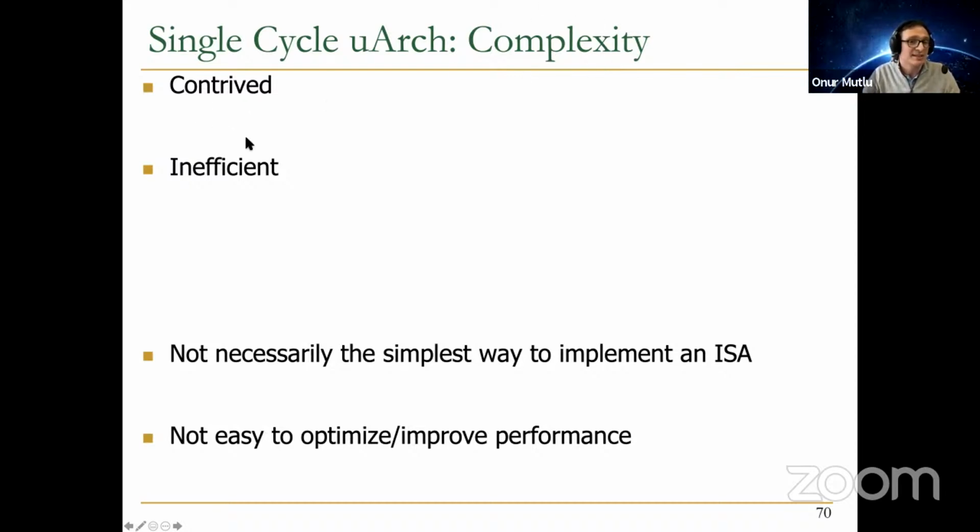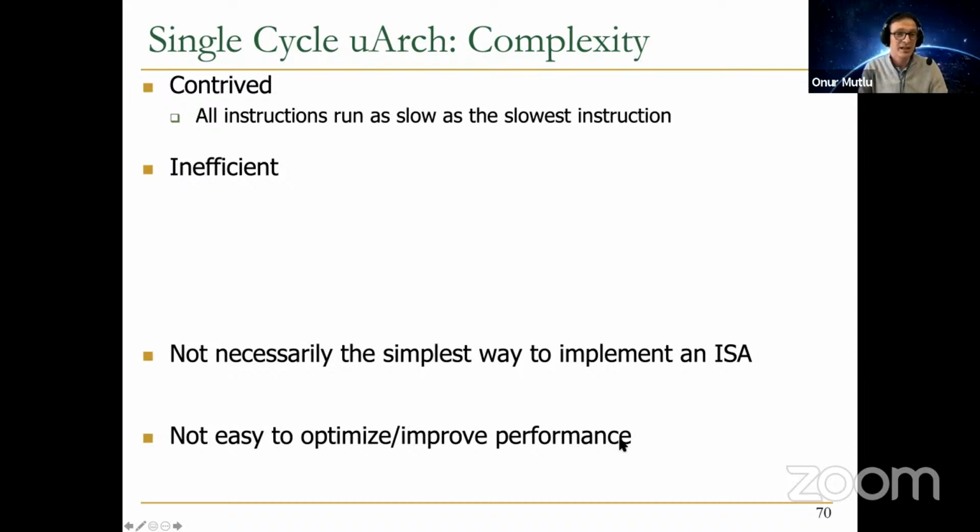Why? It's contrived. It's inefficient. It's not necessarily the simplest way to implement an ISA. It's not easy to optimize and improve performance. So let's take a look at this. Contrived, because all instructions run as slow as the slowest instruction. And this doesn't make sense if a memory access is taking much longer. Why are you slowing down every other instruction? An add can be done very quickly, right? It doesn't require memory access. Why are you slowing down all of the other instructions that don't require as many memory accesses, right?